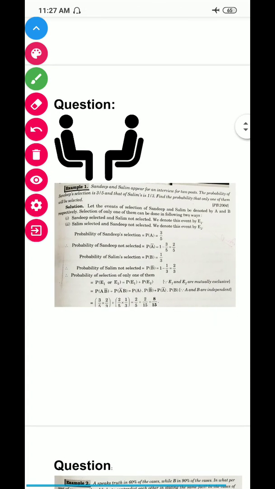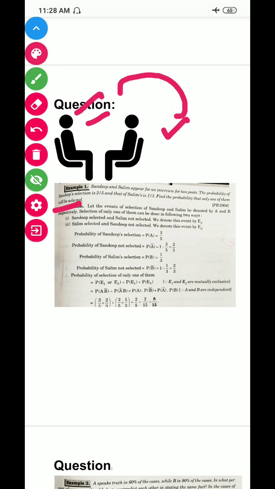Question number 1. Here we have Sandeep and Salim. Both appear for an interview for two posts. The probability of Sandeep's selection is 3 over 5 and the probability of Salim's selection is 1 over 3. Find the probability that only one of them will be selected. We have two persons, both appearing for an interview for two posts. Selection of one doesn't impact the selection of the other. So both cases are independent of each other.